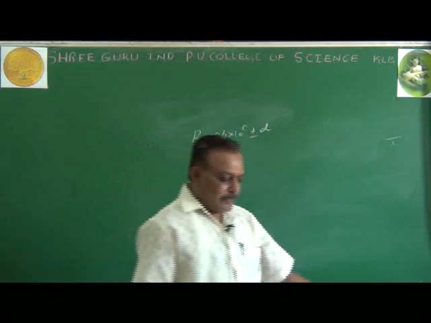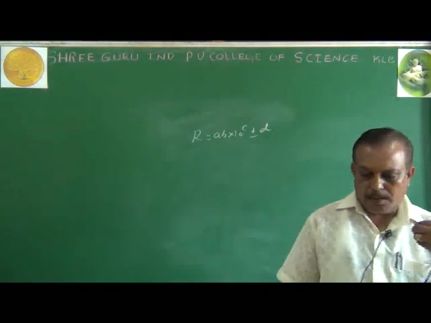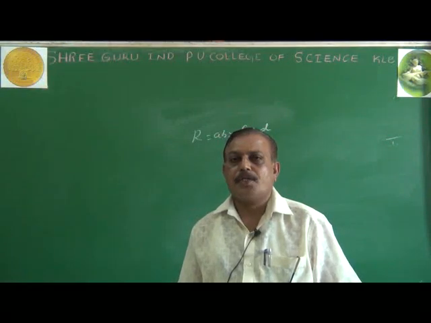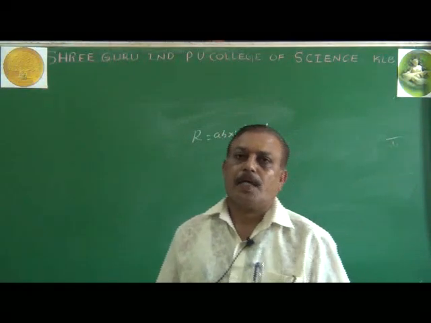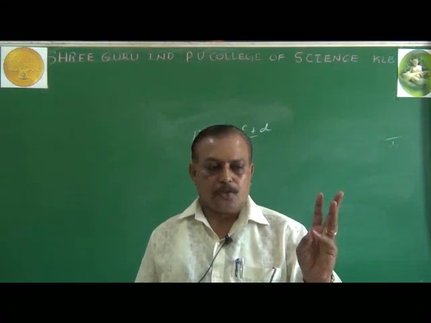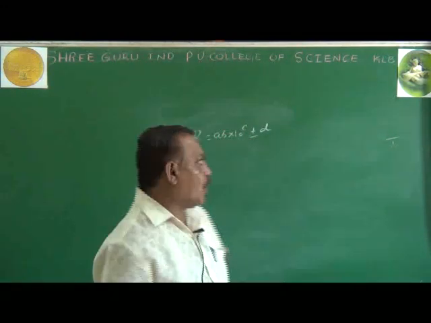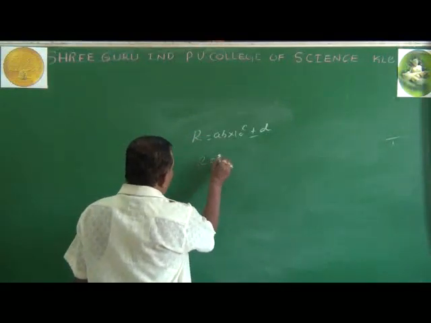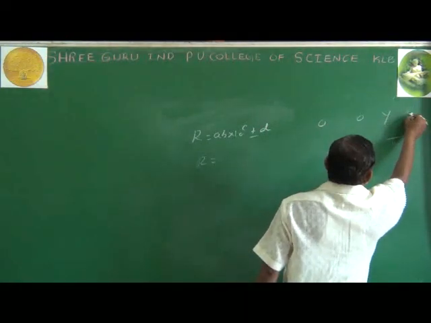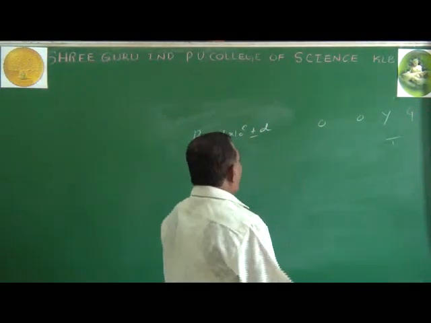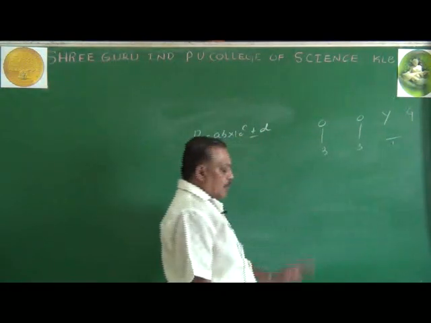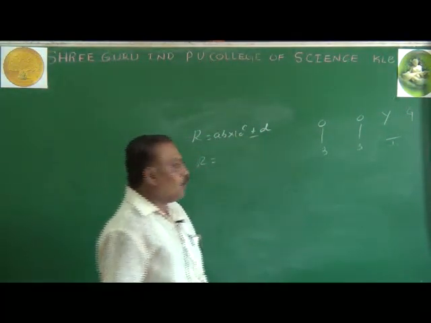If the color coding resistor has the color sequence orange, orange, yellow, and gold, what is the value of the resistance? Black 0, brown 1, red 2, orange 3. Orange, orange, yellow. This is gold. Orange 3, orange 3. Black 0, brown 1, red 2, orange 3, yellow 4.